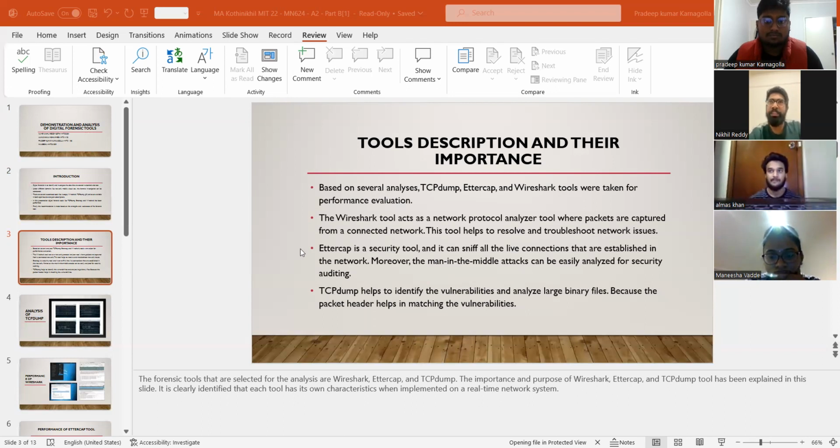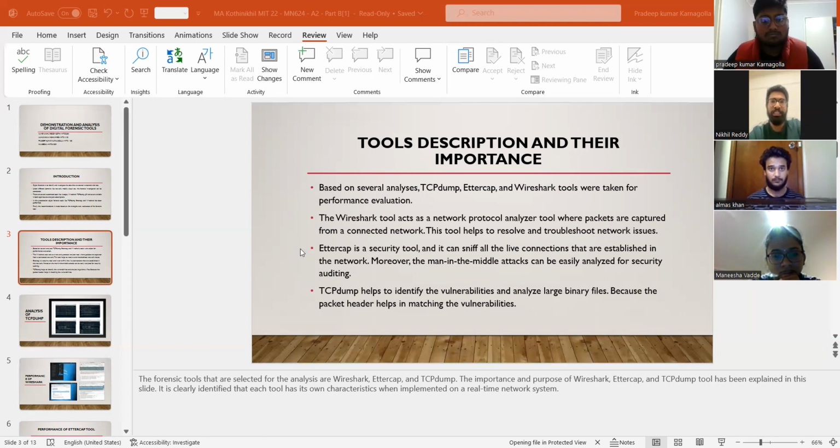So with this, we can manage the network. We can have a view of the network. We can detect and protect it from unauthorized users when they enter into the network. And the other one is EtherCap.